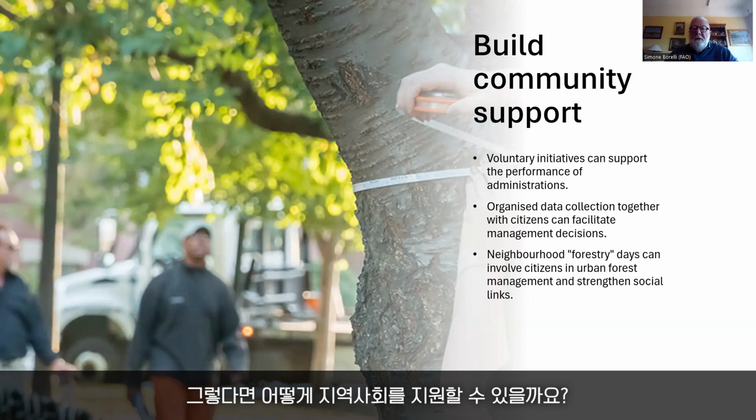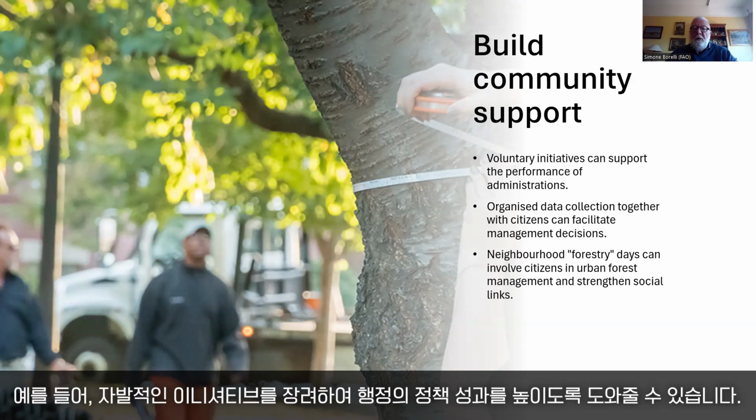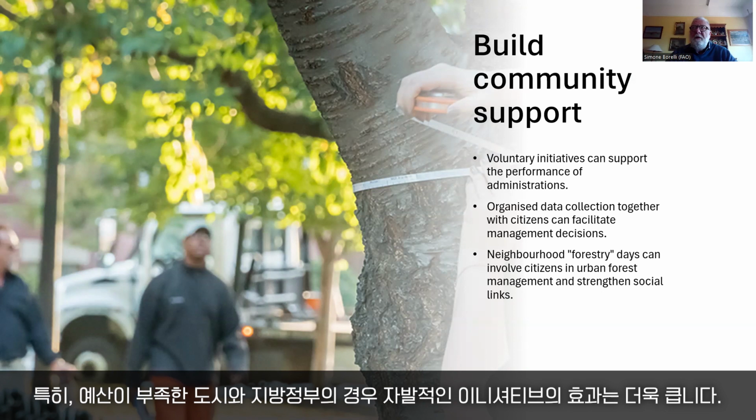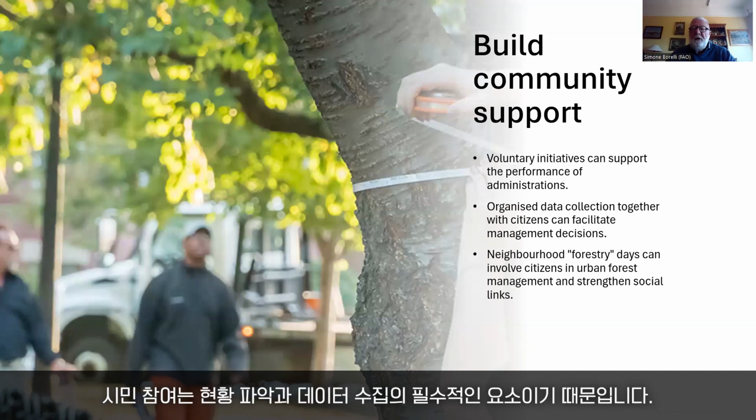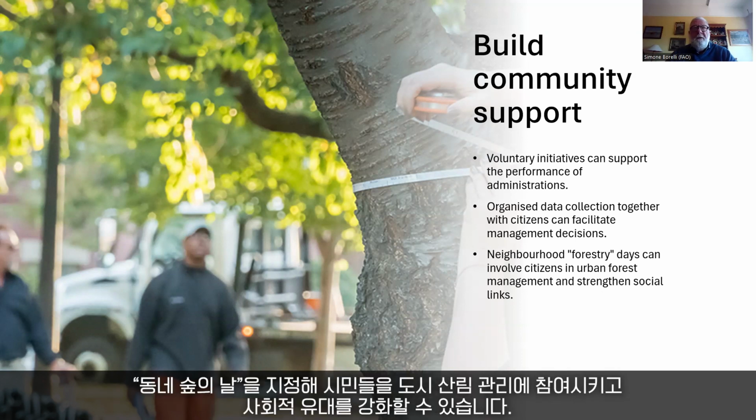So how can we build this community support? For example, we can promote voluntary initiatives to make sure that they can support the performance of administrations. Increasingly, cities and other municipalities have budget issues. Having voluntary initiatives can help make our performance better. Also, it's good to organize data collection together with citizens, and this can facilitate management decisions as they feel an integral part of what is happening and are also collecting data. And neighborhood forestry days can involve citizens in urban forest management and strengthen social links.